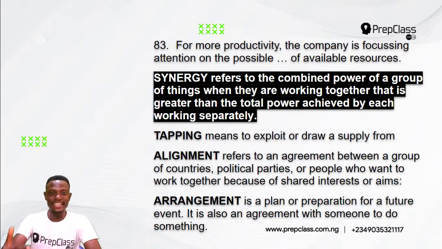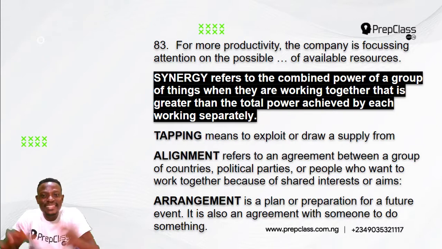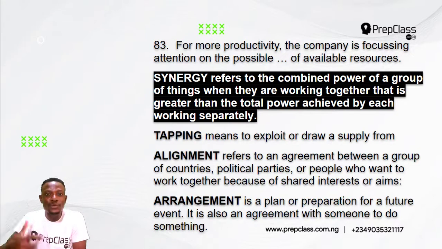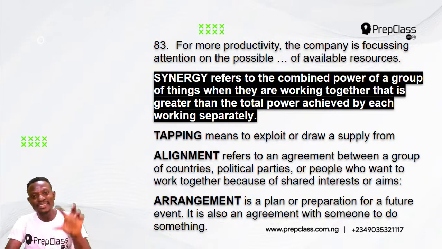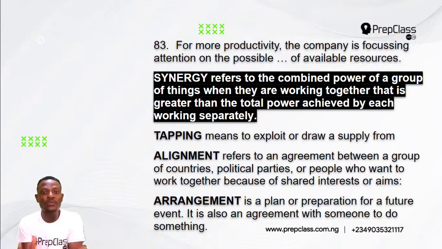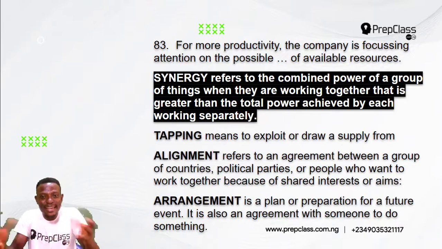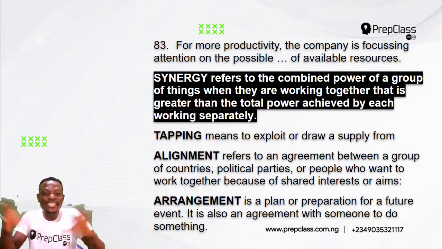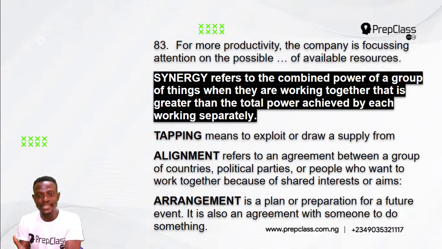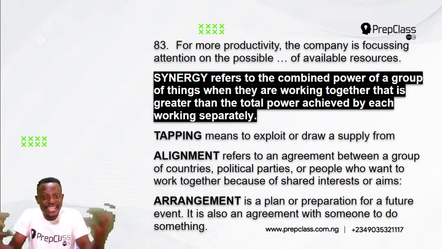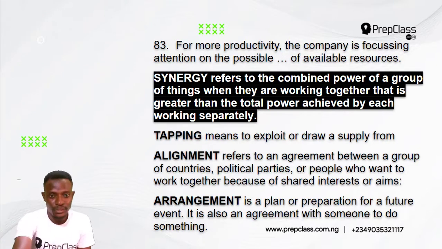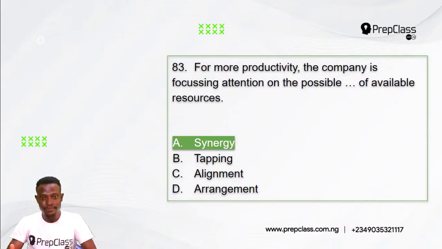The answer is synergy. For more productivity, the company is focusing attention on the possible synergy, the combining of available resources to get what? Productivity, to increase productivity. Remember, synergy refers to the combined power of a group of things when they are working together that is greater than the total power achieved by each working separately. They need productivity, so they need to work as a group. There has to be synergy. So the answer is option A.